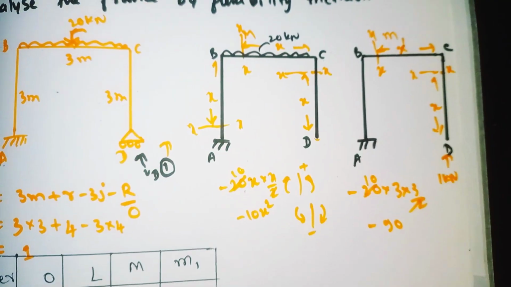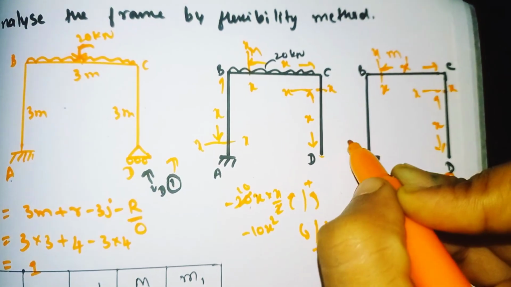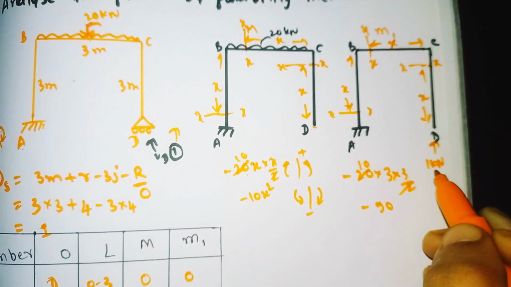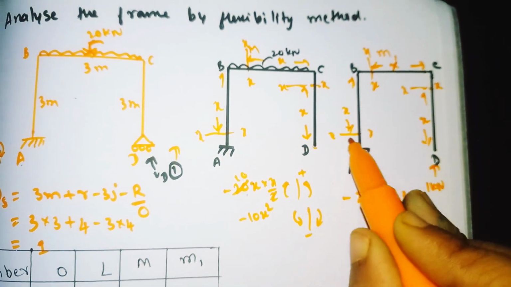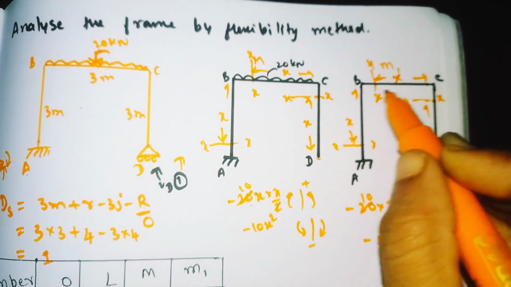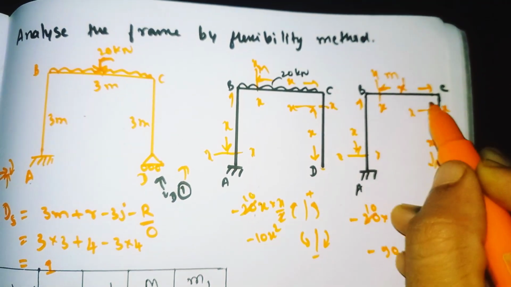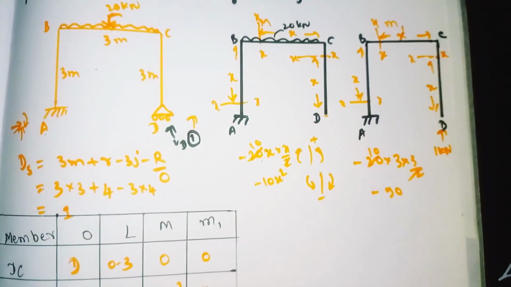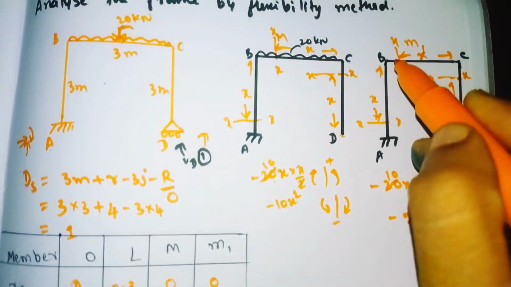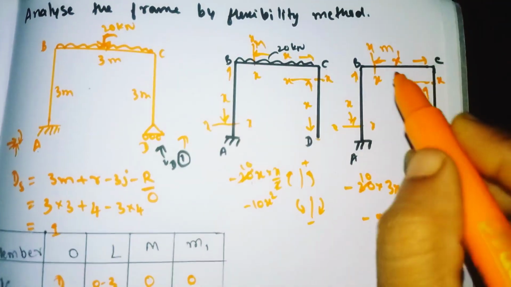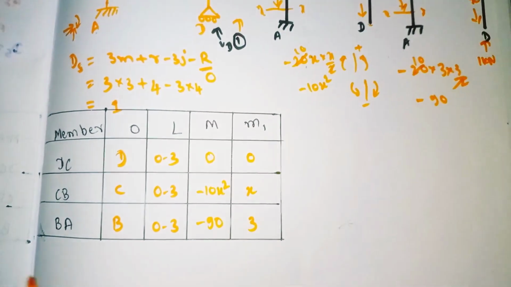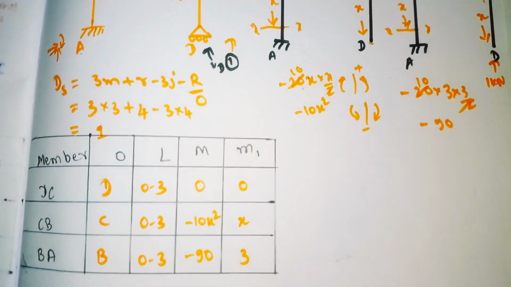Now for the BA member, the origin is B. If you cut the section x-axis away from the origin B at a distance of x, at what distance is the 1 kilonewton acting? We need to take the perpendicular distance. For BC we have the distance 3 meter, so for 1 kilonewton we have the M1 value 3. We always need to see the perpendicular distance. The perpendicular distance for BC is 3 meter, so our M1 value is 3. This is how we need to fill our unit load table.